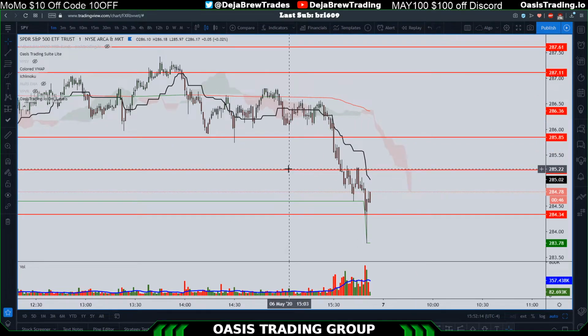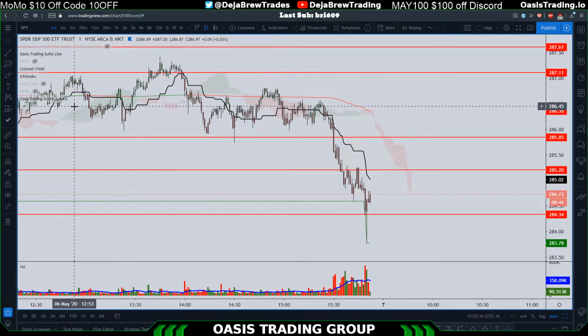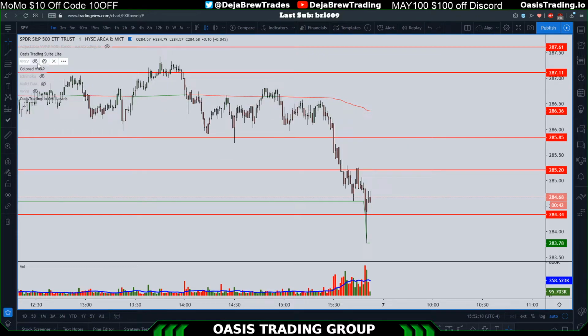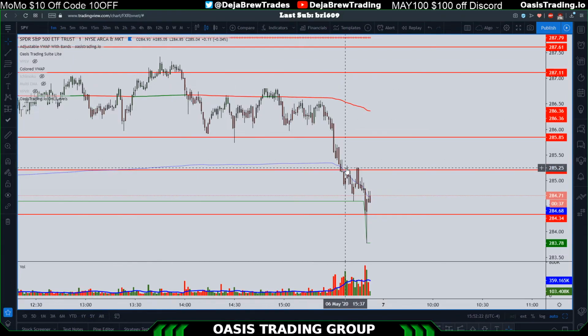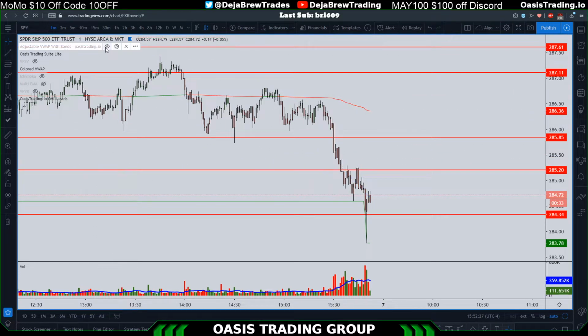Ichimoku was bearish as well. You also had the failure of the Kijun line, however you want to say it. You're riding the lower VWAP line currently. So when you exit that lower VWAP, you're typically a little extended.